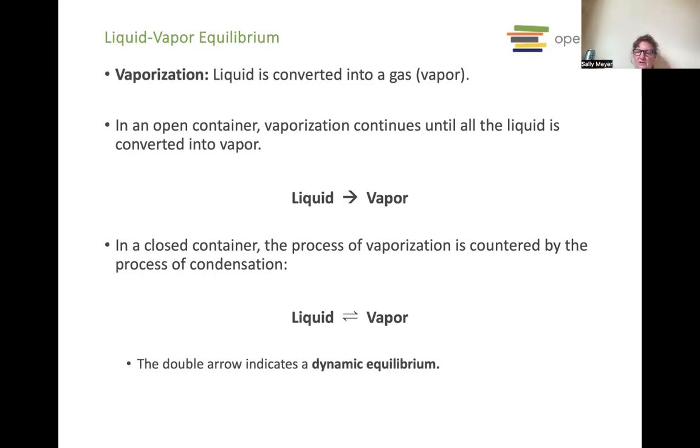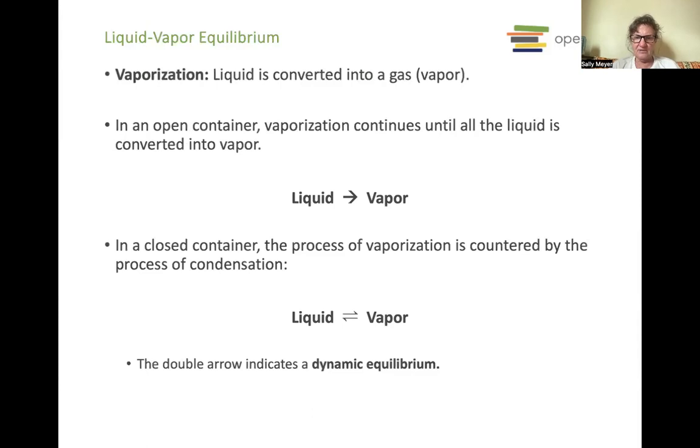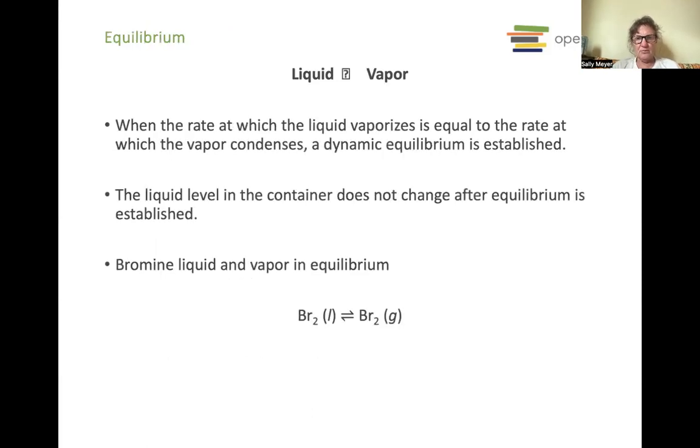And so that double arrow represents a dynamic equilibrium where the amount of liquid and vapor stops changing, but which molecules are in the liquid or the vapor phase continues to change. I think they meant to have that dynamic equilibrium double arrow where that question mark is. So when the rate at which the liquid vaporizes is equal to the rate at which the vapor condenses, a dynamic equilibrium is established. The liquid level in the container does not change after equilibrium is established.